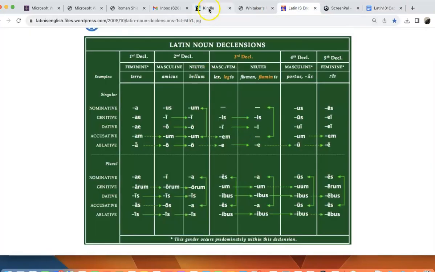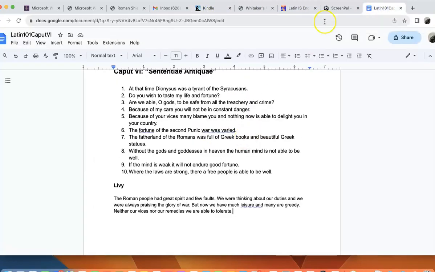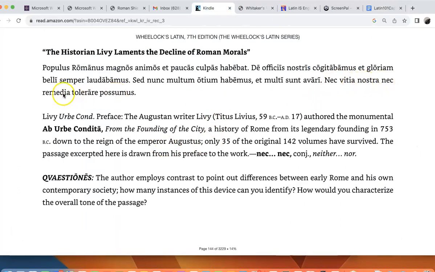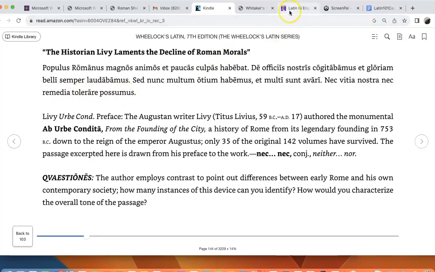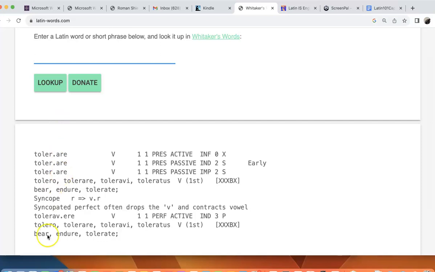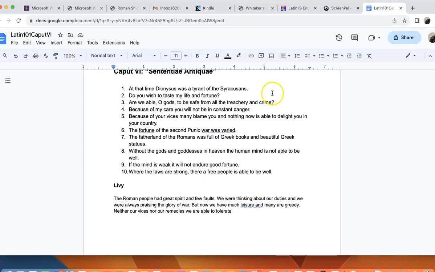We're not going to publish this with Oxford University, so I'm not too worried about Google grammar and its highlighting, to be honest with you. So neither our vices, vitia nostra, nor remedies we are able to tolerate. Remember, tolerate doesn't mean political tolerance. It can also mean to endure, to put up with. Bear, endure, or tolerate. If you want to say bear, that would be fine too. But you get the idea.